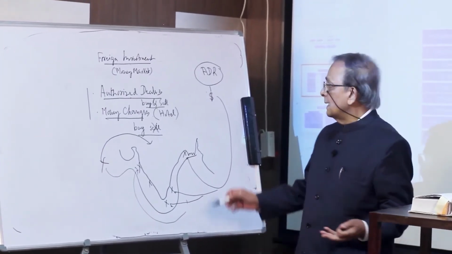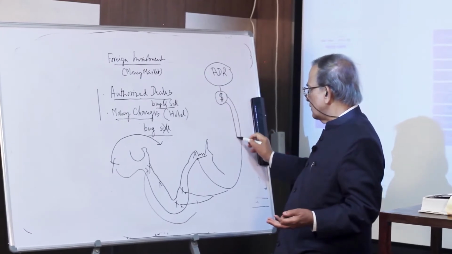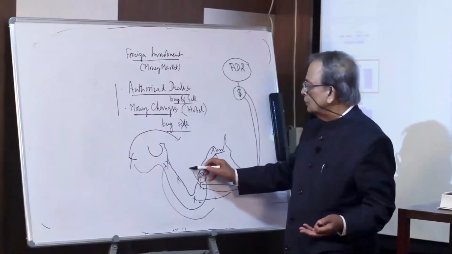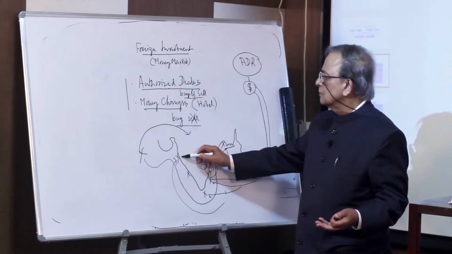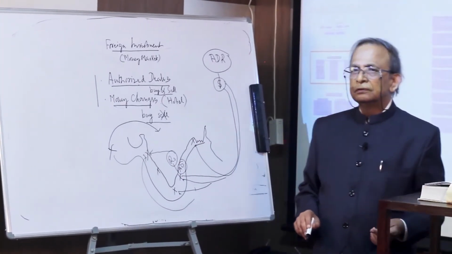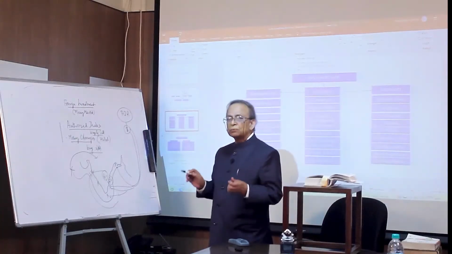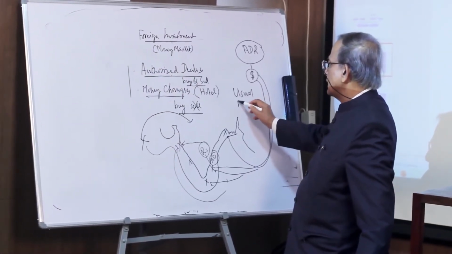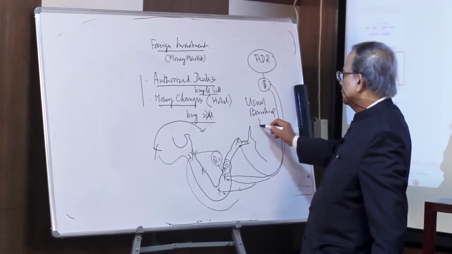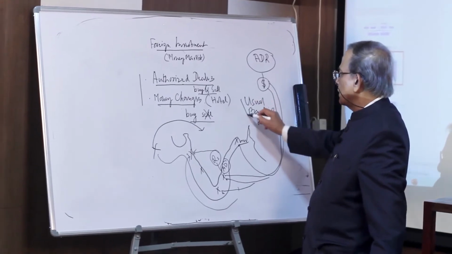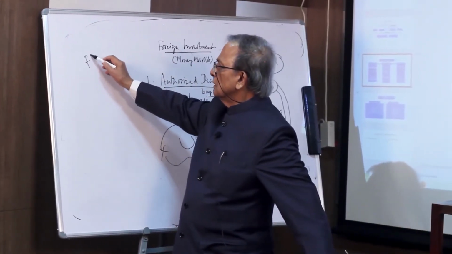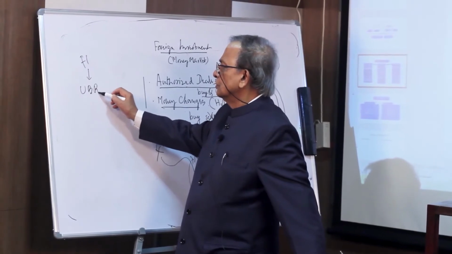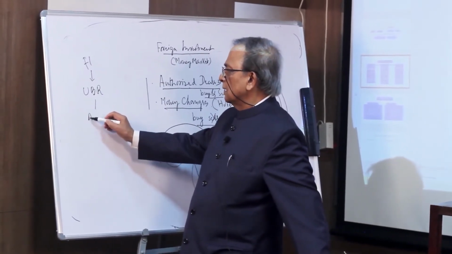So what do I get then? I go to an AD and convert the dollar into rupee, and that rupee comes to my registered office. All transactions must go through the usual banking route. All foreign investment in the usual banking route means going to an authorized dealer.